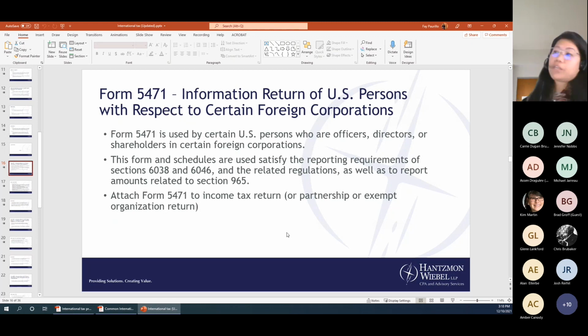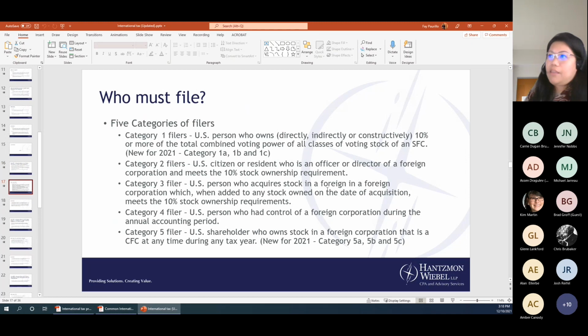And I mentioned earlier that there are new categories of filers. It used to be just a few categories in the previous versions of the 5471, and now we have category 1 broken further into category 1A, 1B, and 1C. So these are U.S. persons who own 10% or more of the total combined voting power of all classes of voting stock of a specified foreign corporation.